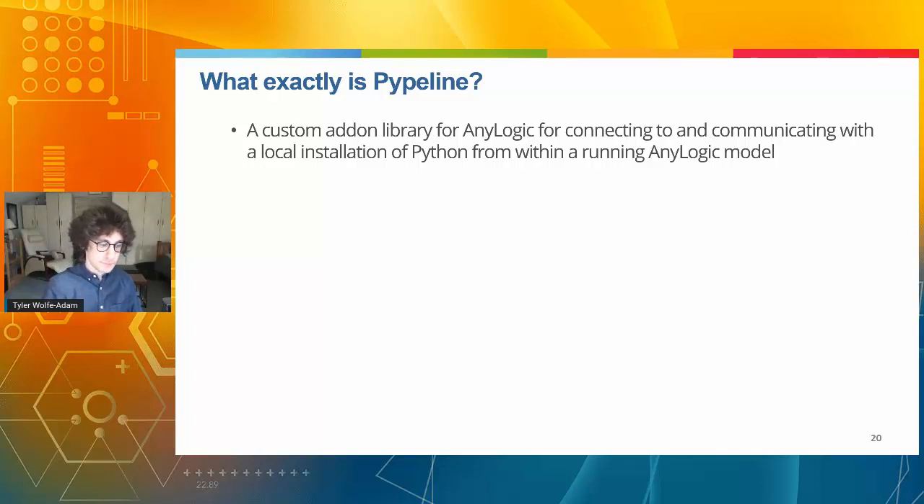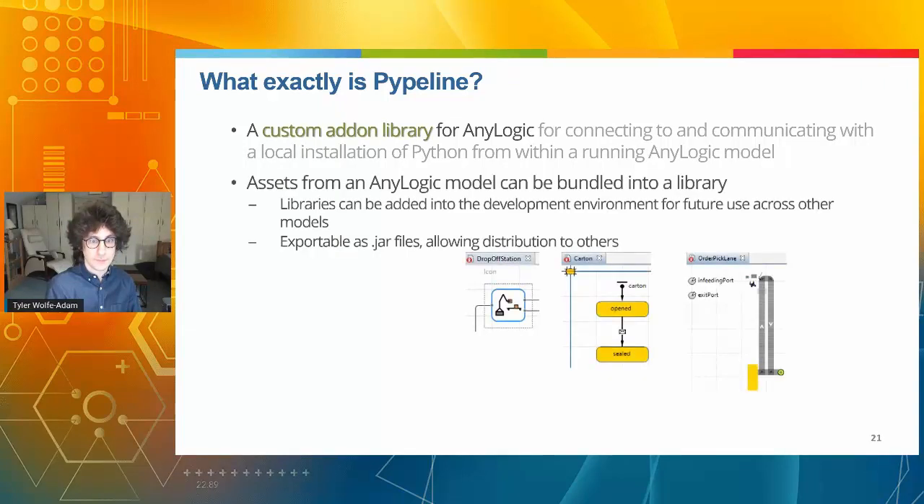So Pypeline, in contrast to Alpyne, is a custom add-on library for AnyLogic that allows you to connect to and communicate with Python from within your AnyLogic model. So to elaborate a little bit more on that.